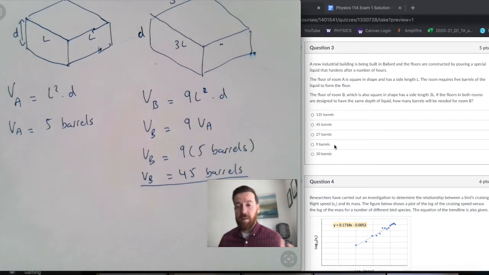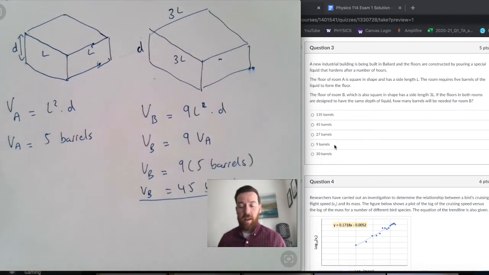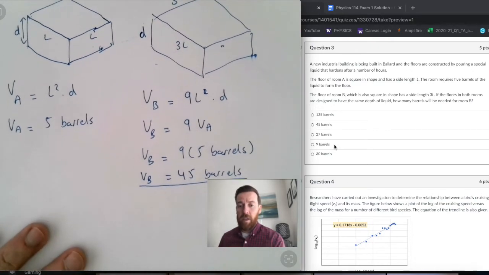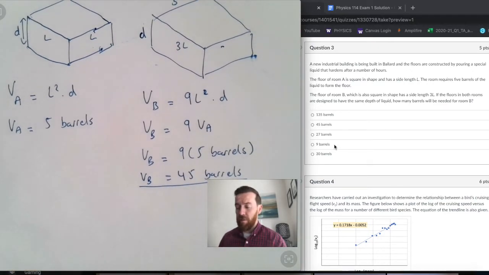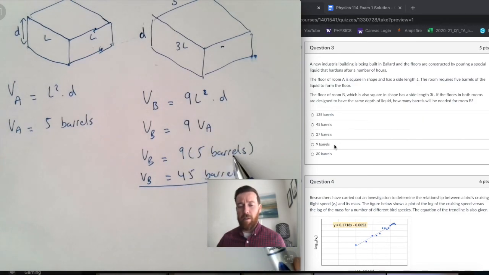135 is doing 27 times 5 barrels, but that would be true if we made the depth also 3 times the depth as in A, but the question states that the depths are definitely the same, so that makes 45 the correct answer. Now there was a second version, I think it was 4 barrels, but again, if you square the factor by which the room length changes and multiply that by the number of barrels in A, you should find the right answer in the other version.